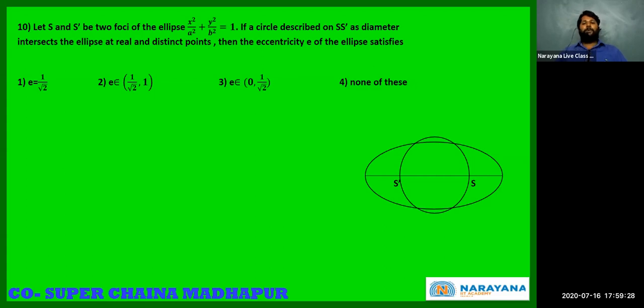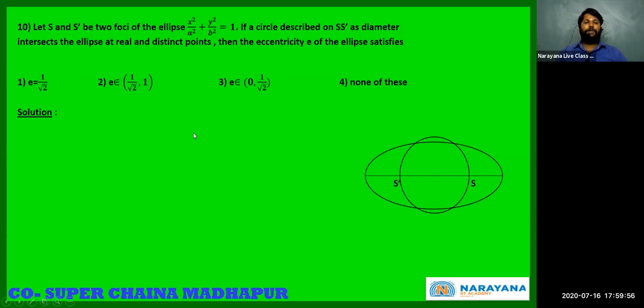Okay. Now, we know the points of intersection lie on a circle, right? S and S dash, the two foci, are given, and a circle is described on SS dash as diameter. It intersects the ellipse at real and distinct points. Then we need to figure out what is the condition on the eccentricity.